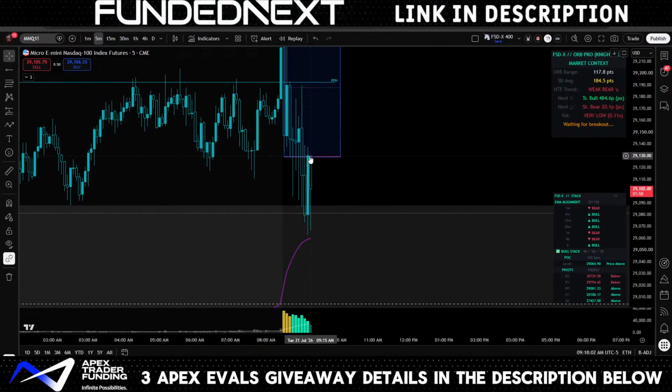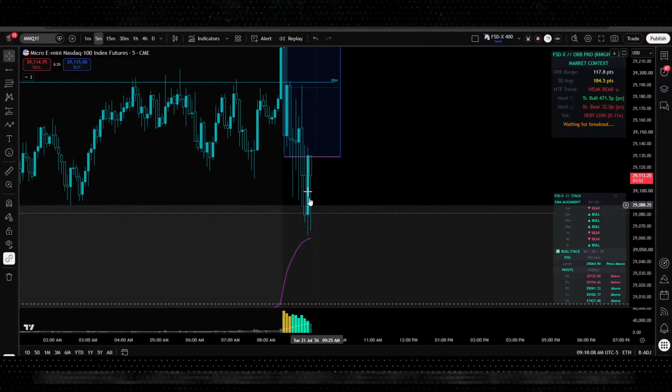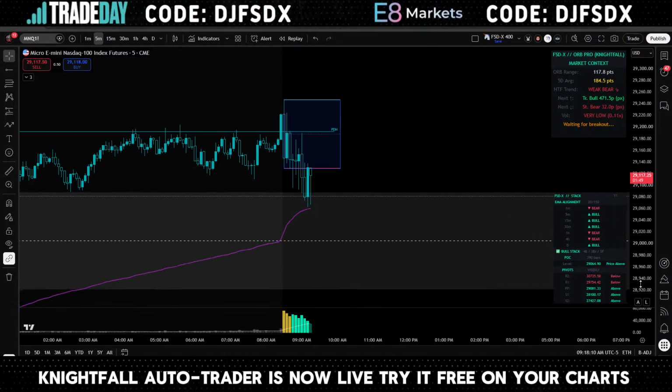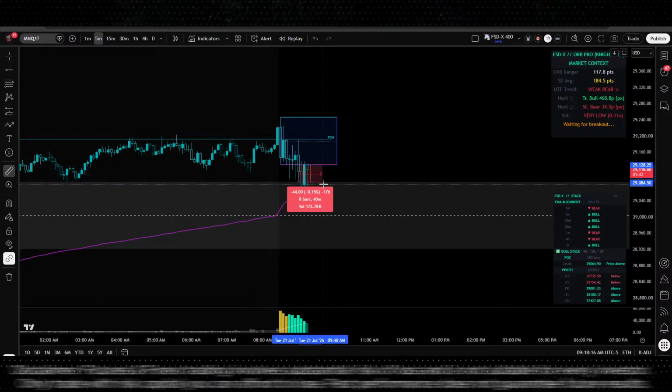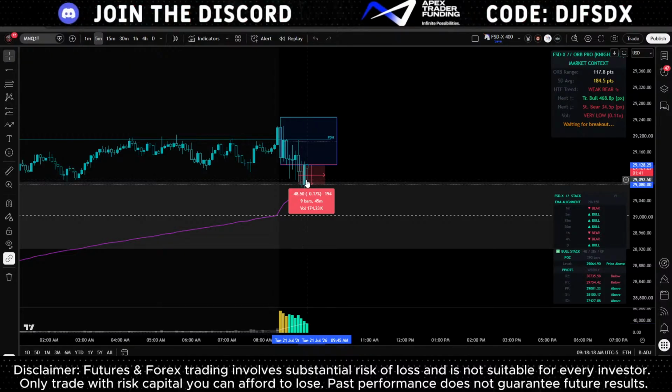So we broke into ORB, closed, started in ORB. So this is valid except for the VWAP and the distance. It's way too far. So if we were to close, if VWAP was up here, it would have been a valid setup.